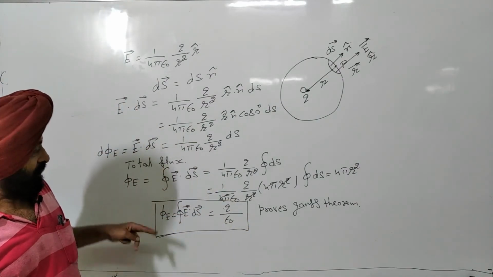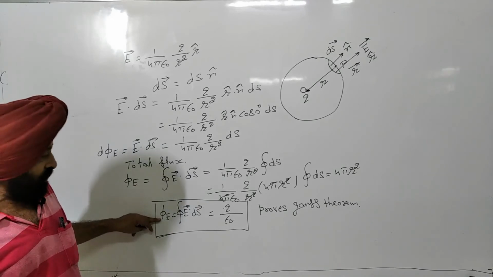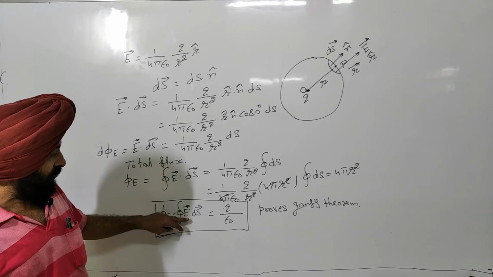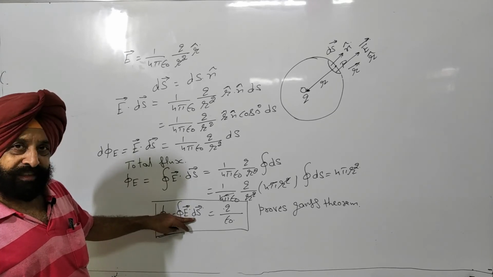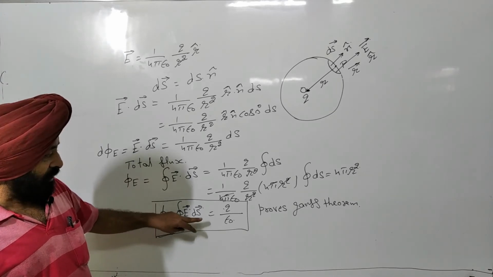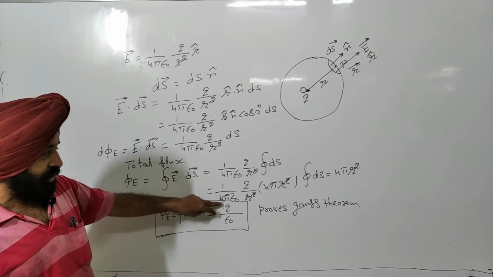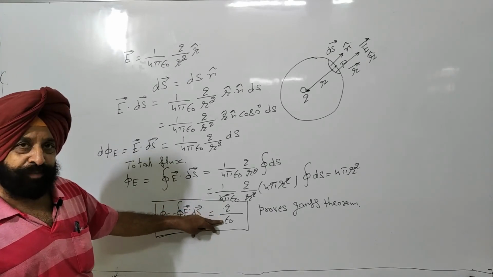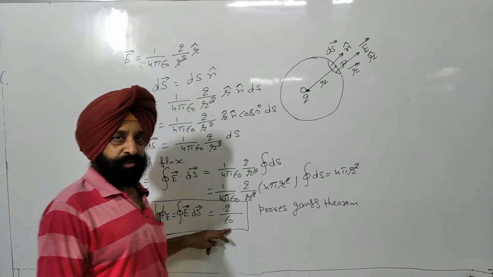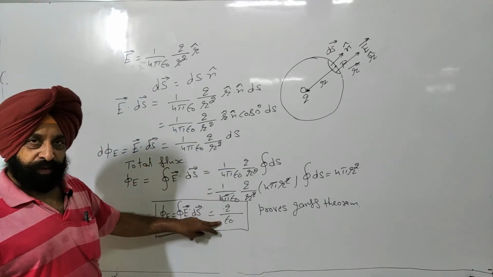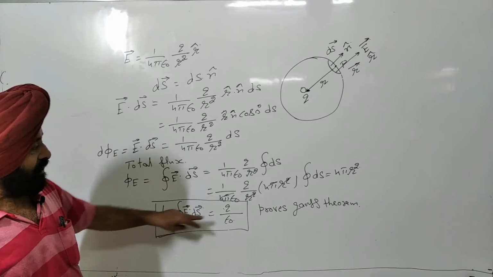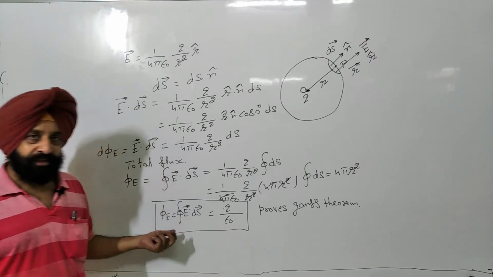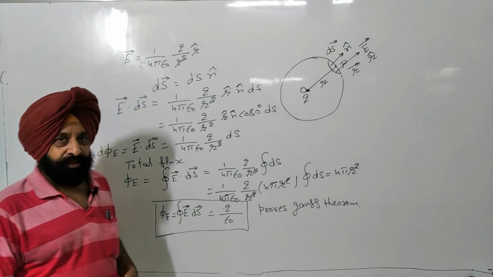So what is the Gauss theorem? The total flux passing through the surface, the surface integral of the electric field over the entire surface enclosing the volume V, is equal to the total charge multiplied by 1 over epsilon 0. Epsilon 0 is the absolute permittivity of free space. The Gauss theorem has many applications.